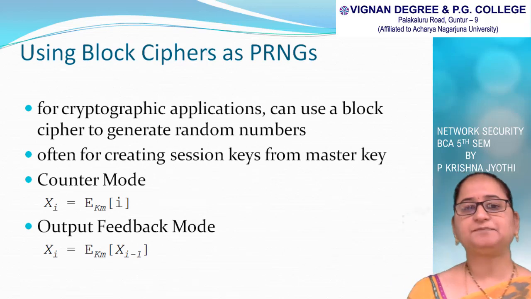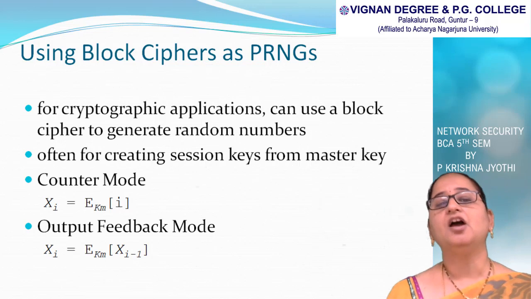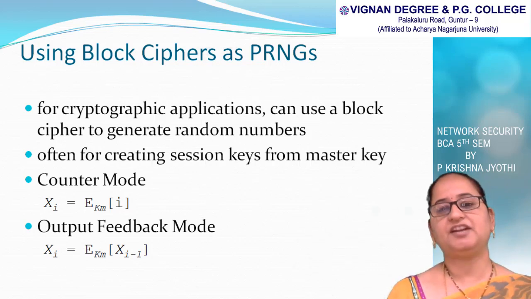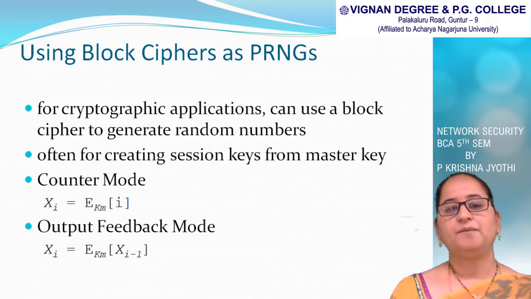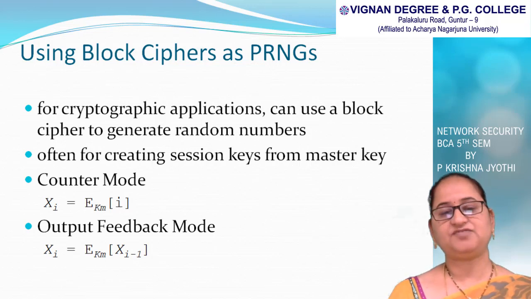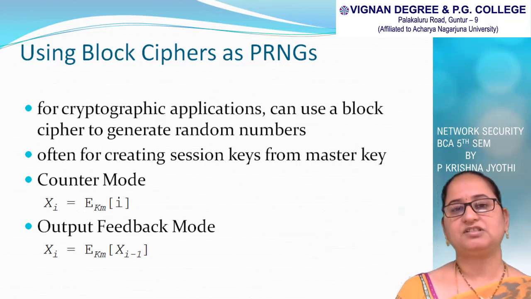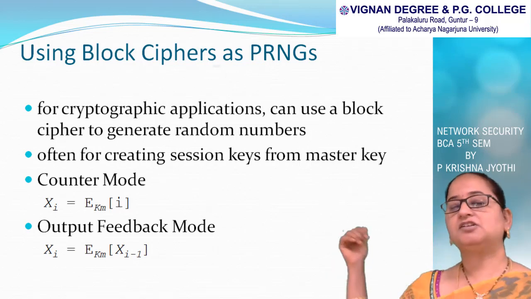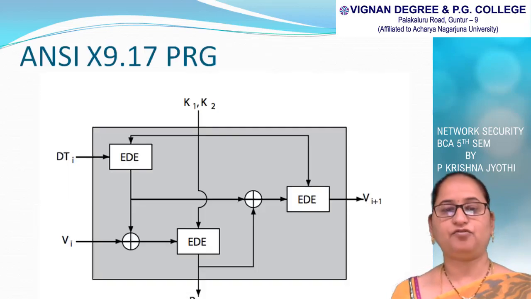Another one is PRNG, pseudo random number generation using a block cipher. For cryptographic applications, we can use a block cipher to generate random numbers. Often for creating session keys from a master key, we use counter mode and output feedback mode. These two are obtained from the block cipher modes of operation. The counter mode has one formula and output feedback has another formula.